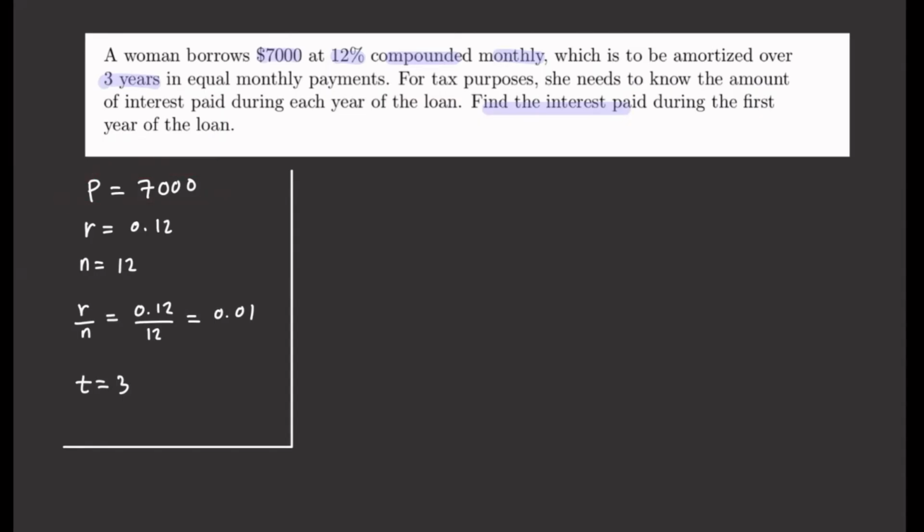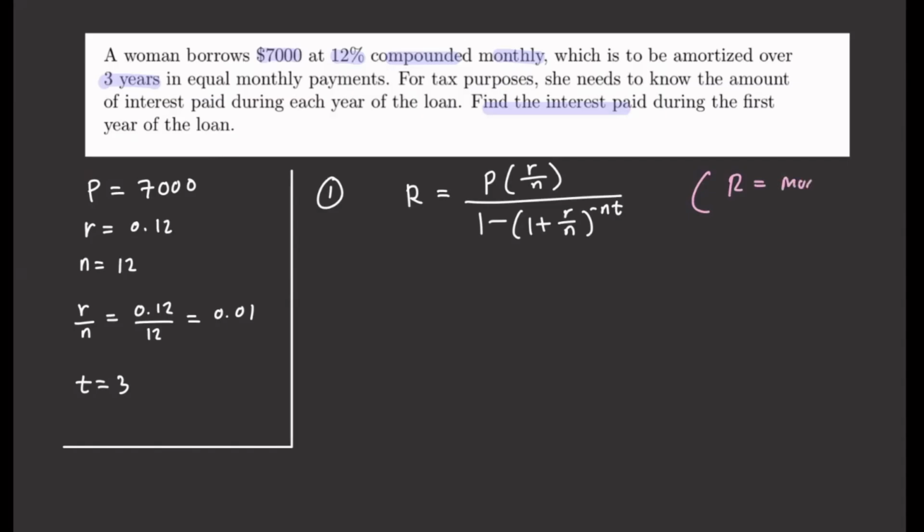So using the present value of annuity formula, we know that R, the big R, that's the monthly payment. This is equal to P, that's the loan, times R over N over 1 minus 1 plus R over N to the power of negative N times T. So first thing we're going to do is calculate R. So remember, your big R is the monthly payment. So let's go ahead and figure this out. So that's our step number 1 into answering this question.